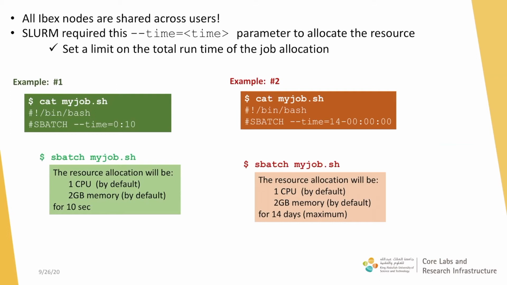For example, in my case, my job actually requires 5 seconds to execute. It's good to select a window of 10 seconds so that my job will be properly executed and my resources will be properly allocated for 10 seconds. So before scheduling any of your jobs, the resource parameter --time is important to set a limit on the total runtime of your job allocation.